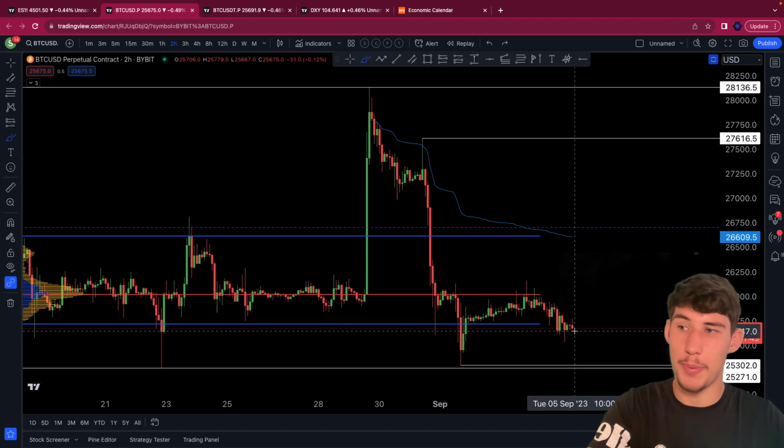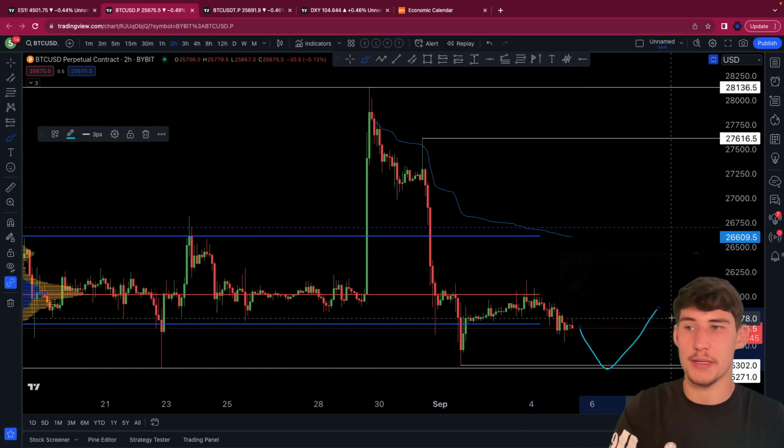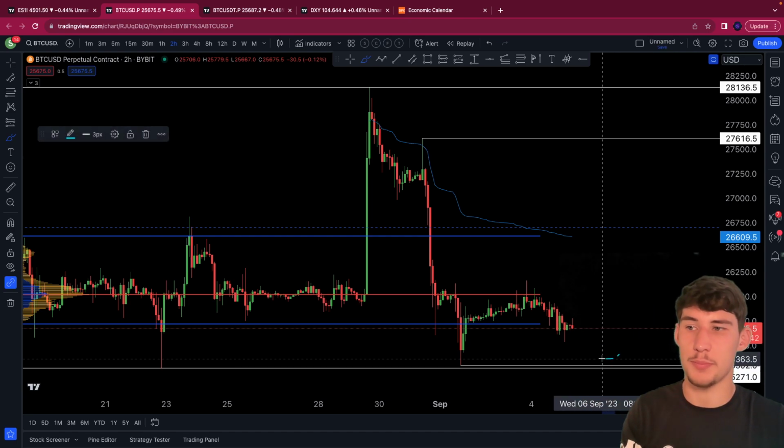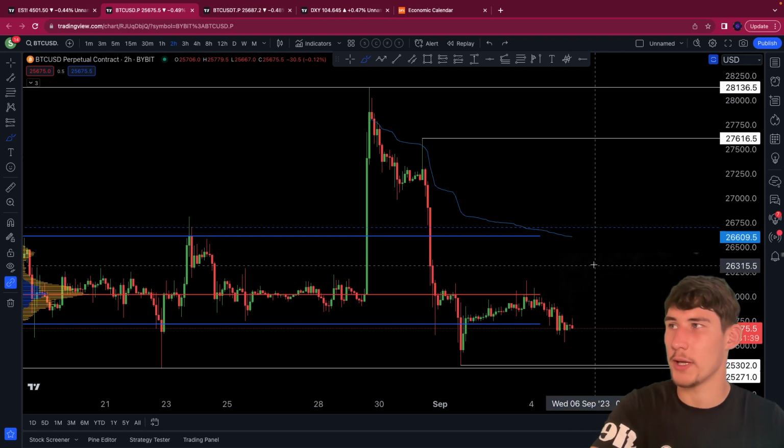Right now, the bearish scenario is looking more likely to play out. However, things can change, and we could see a nice bullish reaction off of this level here. So we will just have to wait and see what happens.